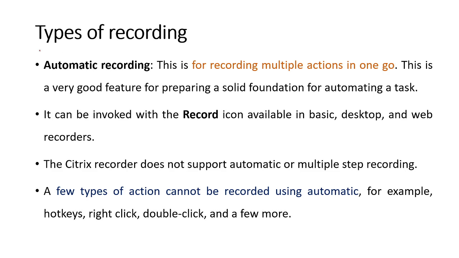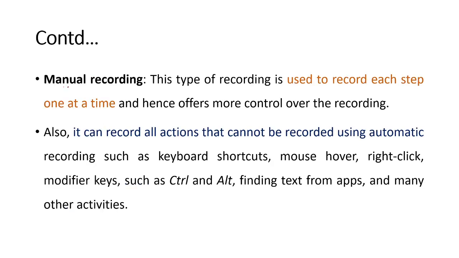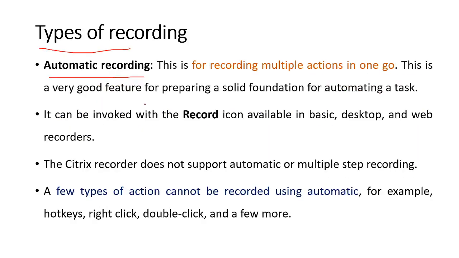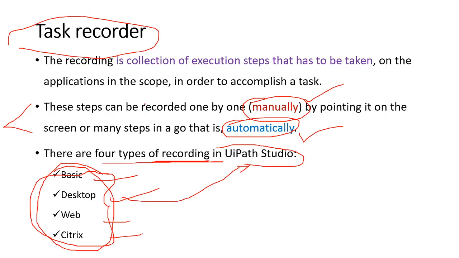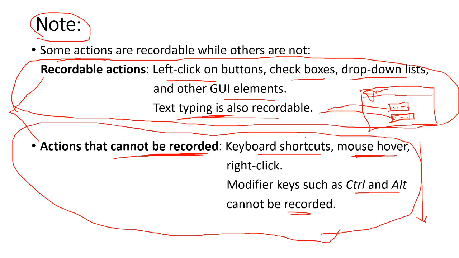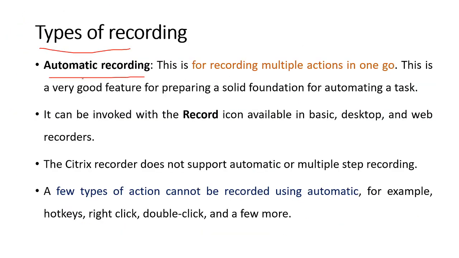See, another way we can classify or list the types of recording: one is automatic recording and the other is manual recording. As I already said, there are two types of recording here. I already mentioned that steps can be recorded either manually or automatically. Based on this, they have classified the types of recording as automatic recording and manual recording. As the name itself says, automatic recording will record multiple actions at a time, or in a single go.